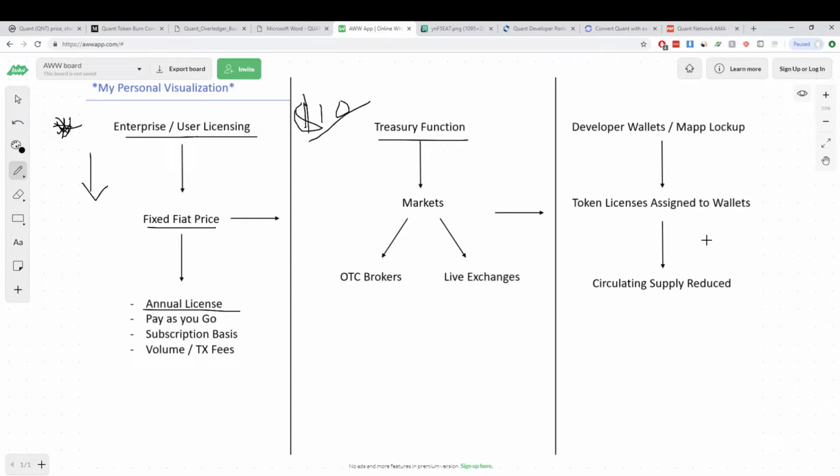Now, what does that mean? Well, it technically means that any licensing bought is taken out of circulating supply. Okay? Now, what's circulating supply? Circulating supply is just how many tokens are on the live market at the moment. If you burnt, or let's say you put 10 million tokens in a wallet that can never be accessed because you burnt the private key or something like that, those tokens aren't in the circulating supply because they can't be accessed, they can't be moved, it's effectively burnt.